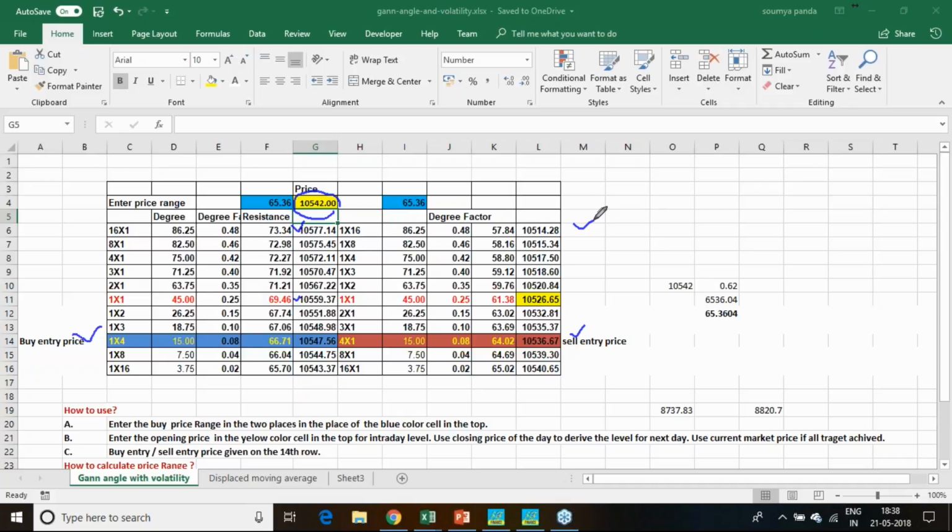Same way, say 10,577 happened. Beyond that, where will I go? So just change it to 10,577 and you will get the new levels. Say it has come to 10,514, say there is a gap down opening at 10,514. So the new levels will be like this. So it goes cycle by cycle in the analysis.